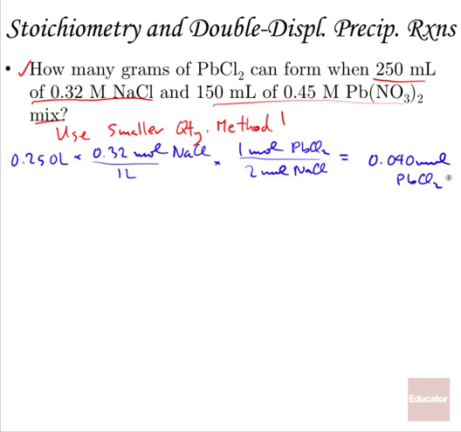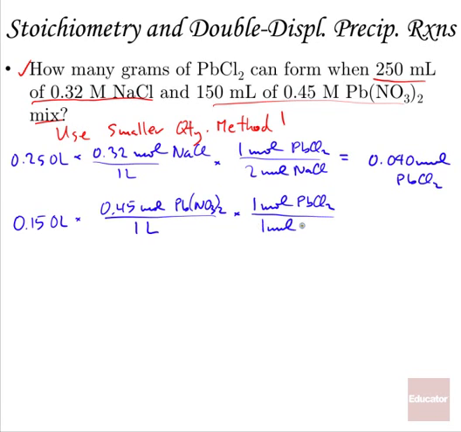I'm going to repeat the process now for the other reactant amount. So 0.150 liters times 0.45 moles of lead 2 nitrate over 1 liter of the lead 2 nitrate. And when you look back at the balanced chemical equation, the mole-to-mole ratio between lead-2 chloride and lead-2 nitrate is 1 to 1. So times 1 mole of lead-2 chloride divided by 1 mole of the lead-2 nitrate. All right, and when that is all calculated, you get 0.068 moles of lead-2 chloride.